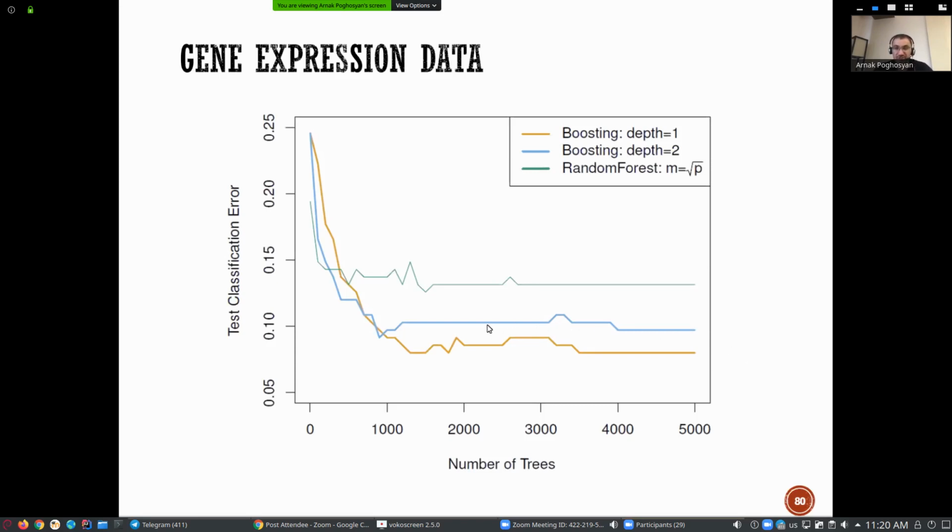Then you see that the blue one is depth 2. It's interesting that depth 2 means that your trees are more powerful. When you are looking at an individual tree with 1 split or with 2 splits, 2 splits is more powerful because it is using more segmentation of your feature space.